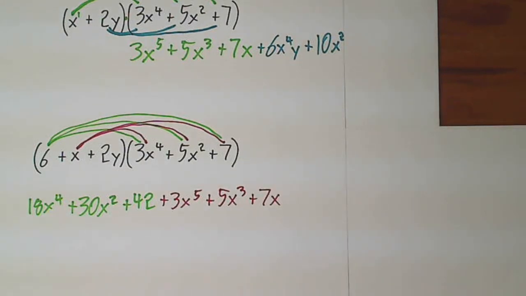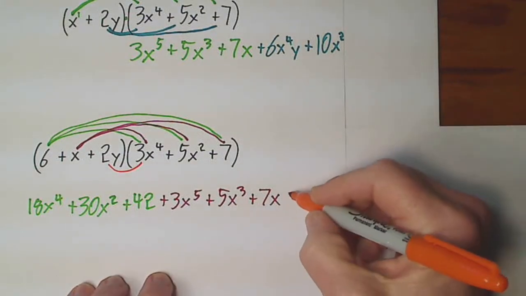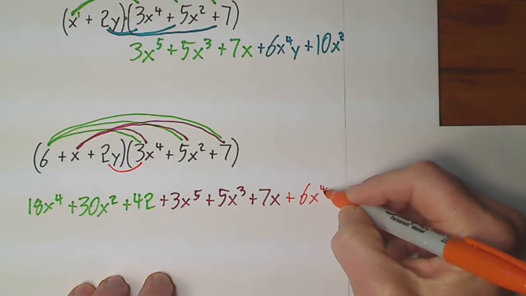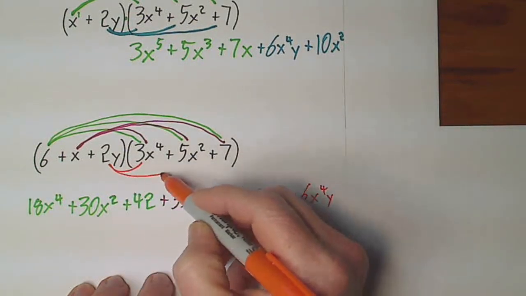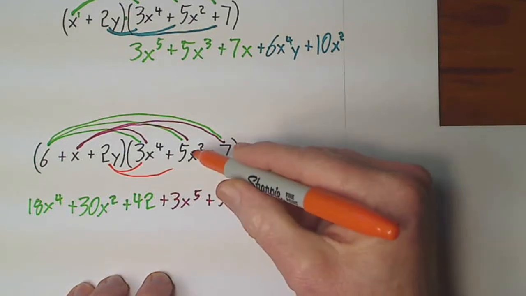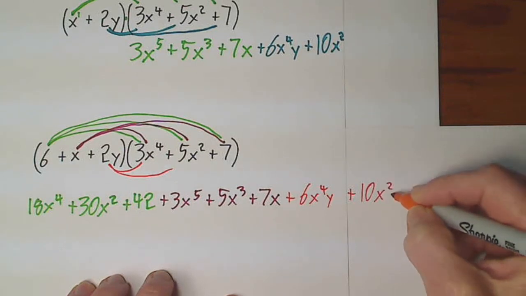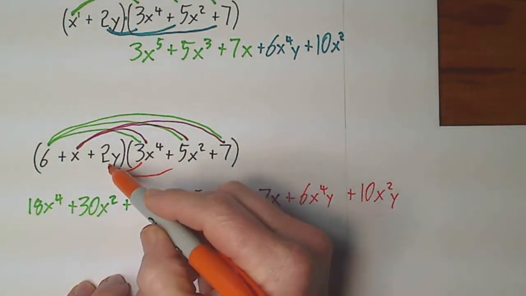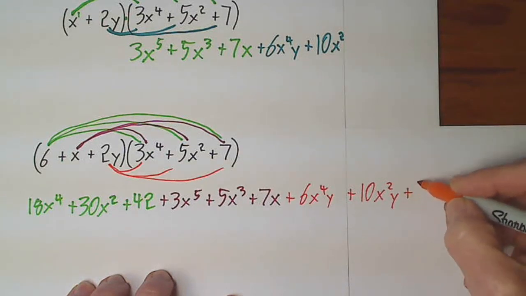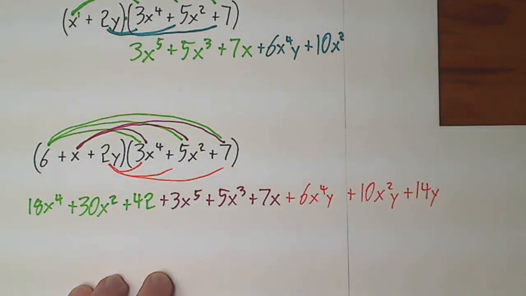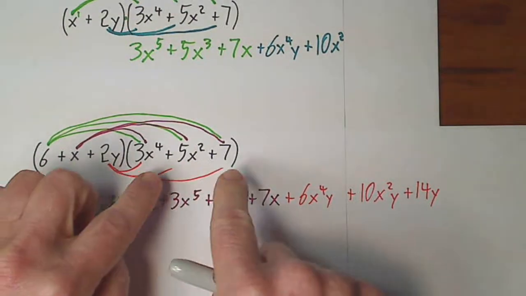And then finally send our 2y in. So 2y times 3x to the fourth is going to be plus 6x to the fourth y. 2y times 5x squared is plus 10x squared y. And finally, 2y times 7 is plus 14y. So I'm just trying to emphasize each term here hits each term here.